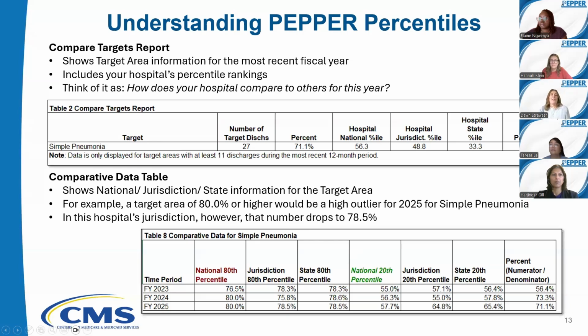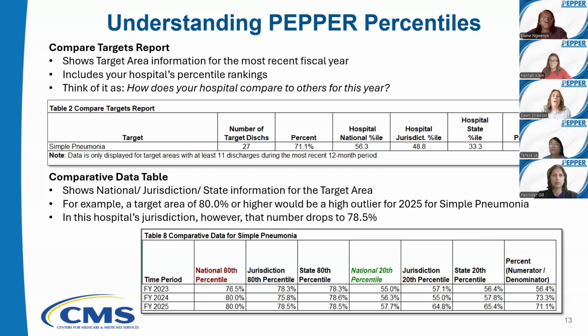Users will see percentiles displayed in a few different places throughout the PEPPER. On the Compare Targets report on the Compare tab, Table 2 displays the statistics for target areas with reportable data for the most recent fiscal year. The percentiles displayed next to the hospital target discharge count and percent indicate what percent of hospitals have a lower target area percent compared to your facility.